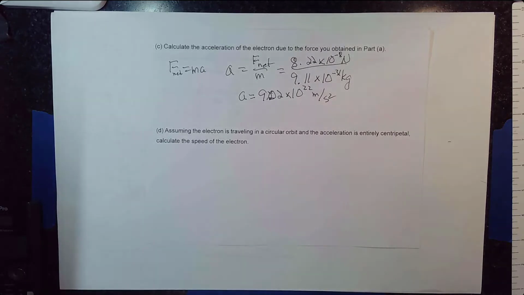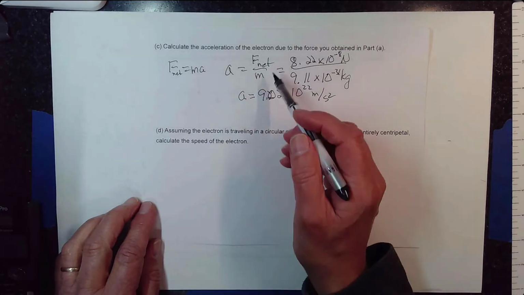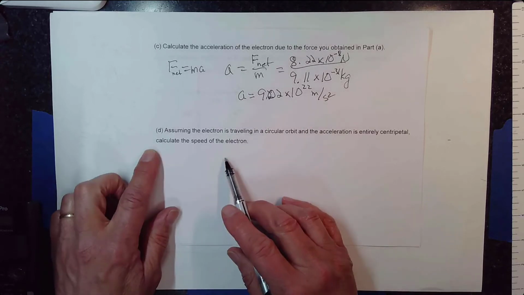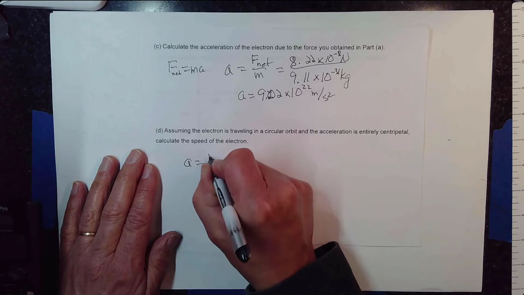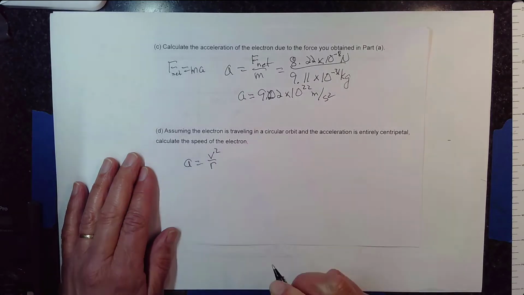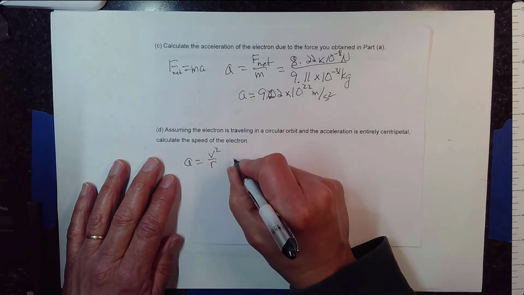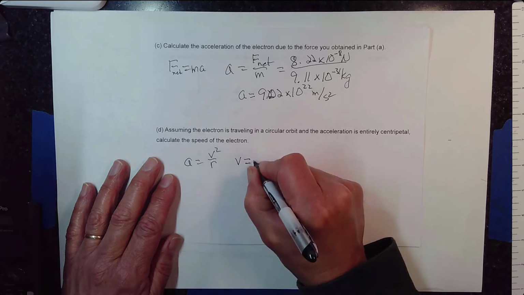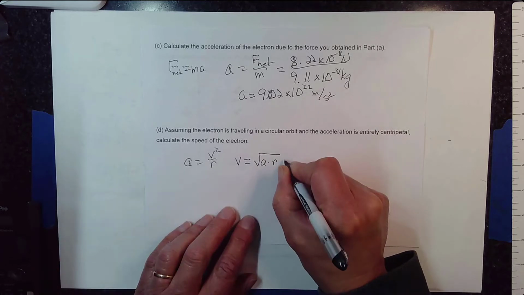Okay, and then the last part that I have people do is, assuming the electron is traveling in a circular orbit and the acceleration is entirely centripetal, calculate the speed of the electron. Well, this is pulling in something. Actually, this is something that you did fall quarter, but so is this. The centripetal acceleration is v squared over r for an object traveling on a curved path. And so you can solve for the speed. It'll just be the square root of the acceleration times the radius.